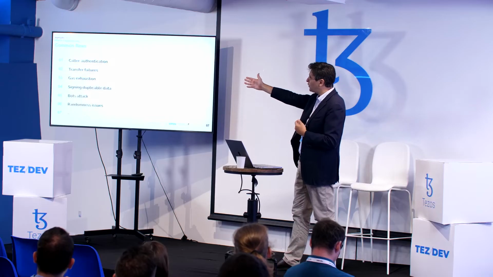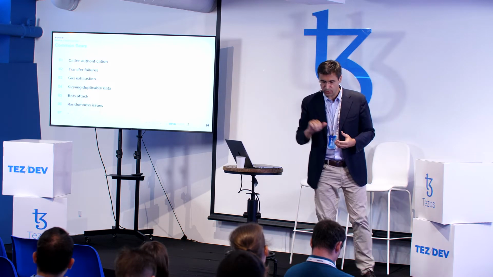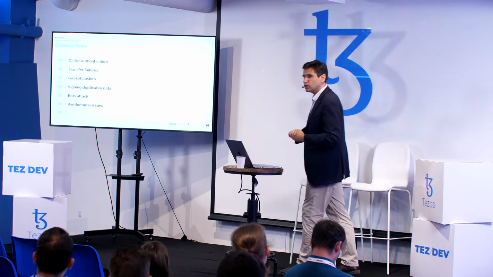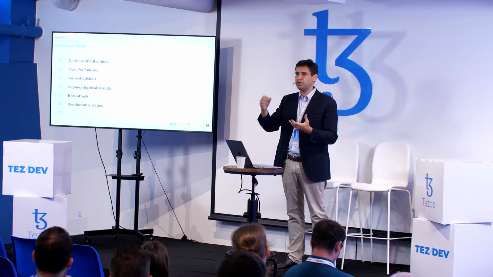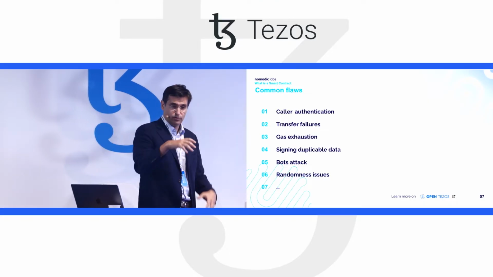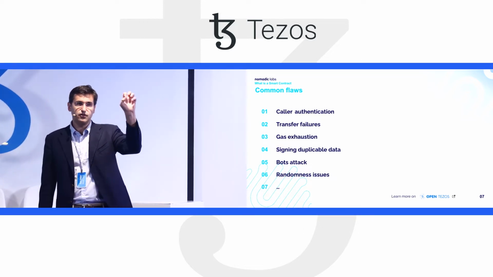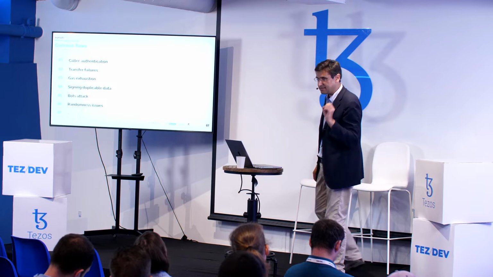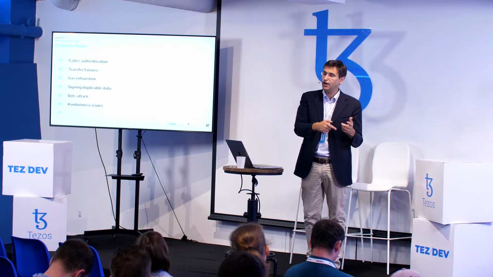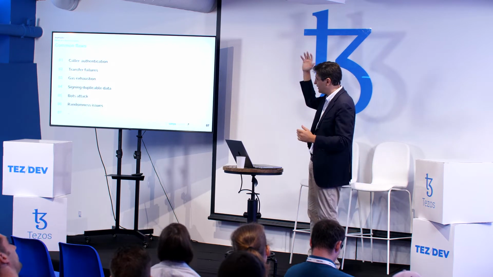Maybe number 4 here, signing duplicable data. Yes, when you sign data that you transfer to the contract, you have what we call a replay attack. If you don't put a counter that you increment each time you do an operation in the signed data, you could expose your contract to a replay attack, which means that someone could just copy-paste the signed data, because everything is public on the blockchain, and replay it. So if you don't put a counter, for example, in your data, that would be a big flaw in your contract.